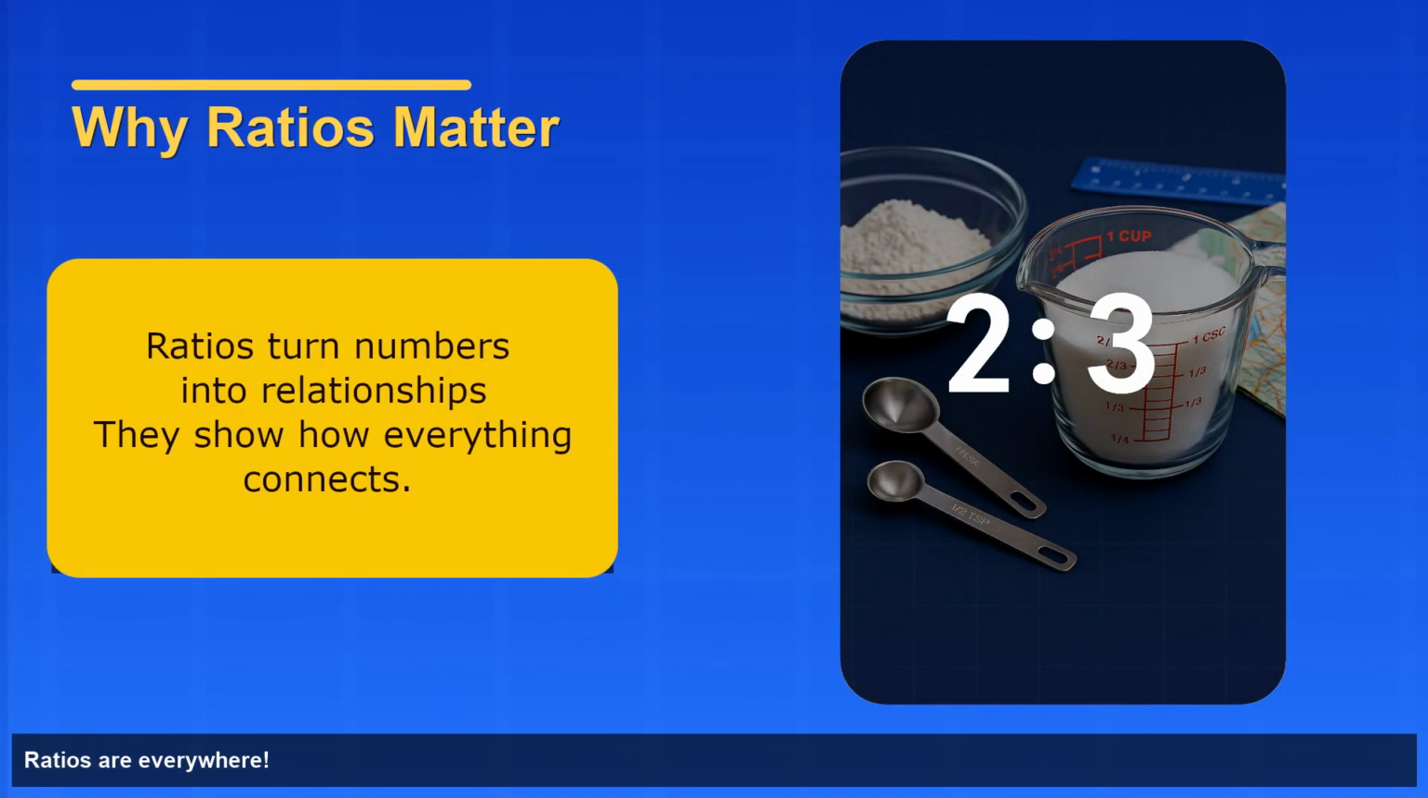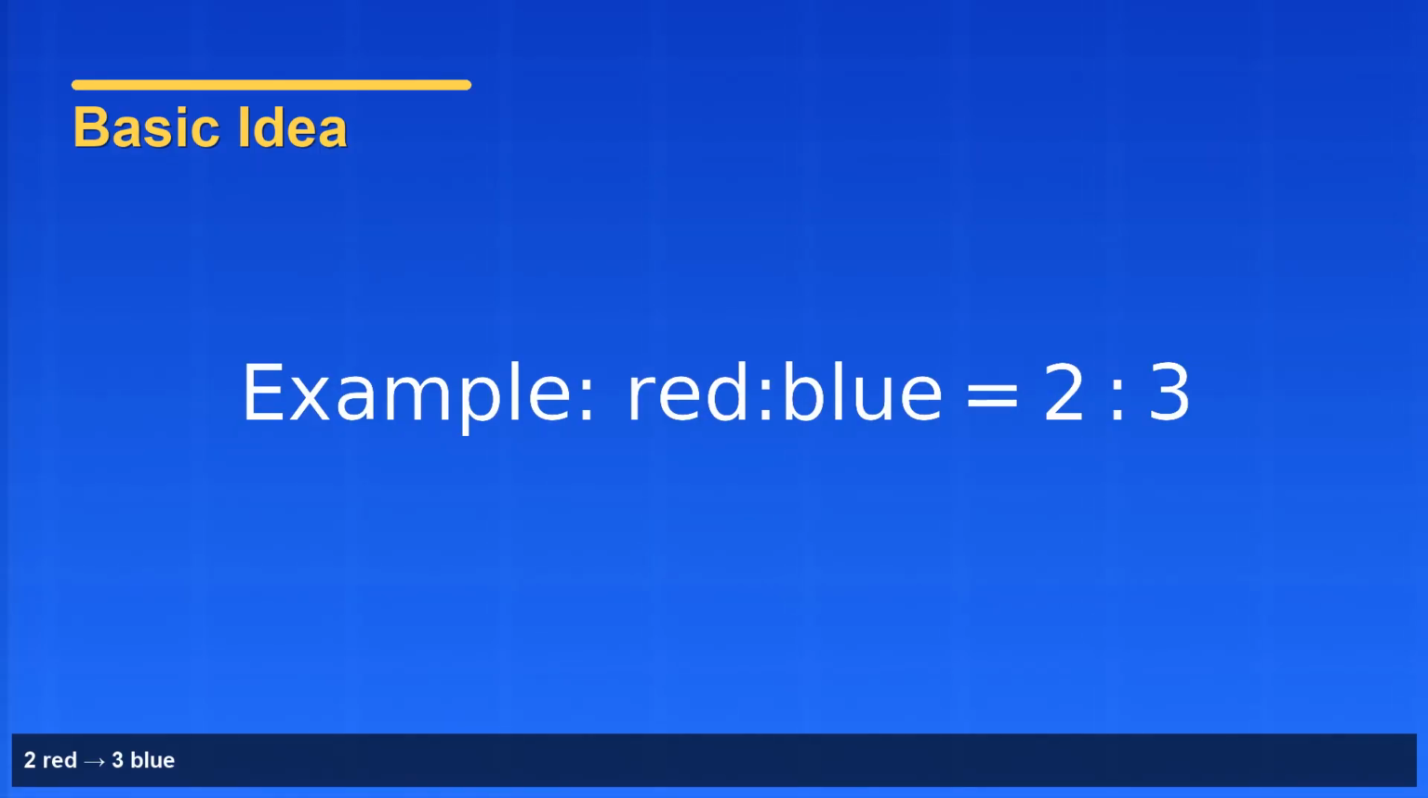Ever doubled a recipe or scaled a map? That's ratios in action, the secret link between numbers in the real world. For every 2 red beads, there are 3 blue beads. The ratio 2 to 3 tells you their relative amounts, not exact counts.